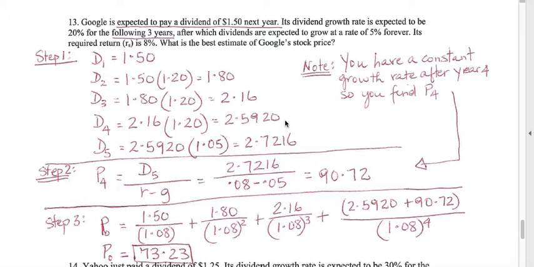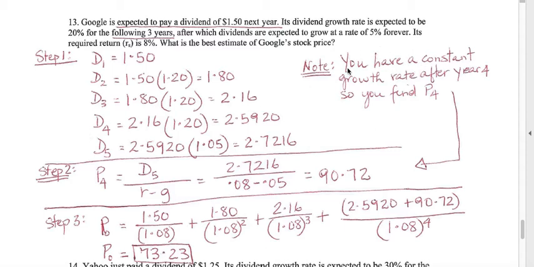After that, it becomes a constant 5% forever. So 2.5920 times 1.05 is equal to 2.7216. So that is your dividend in year 5. Because it started off at D1 and it told you that for the following 3 years, the growth rate would be 20%, and then after that, it would become 5% forever. So you found your dividends in this first step.